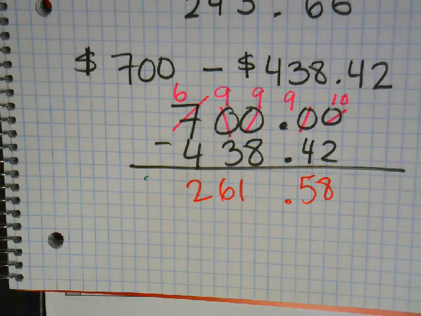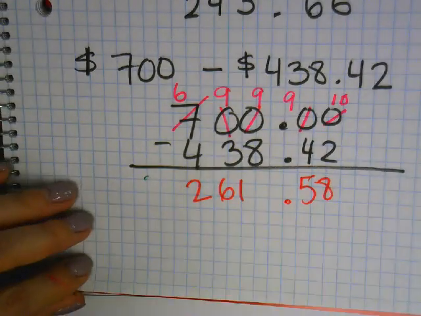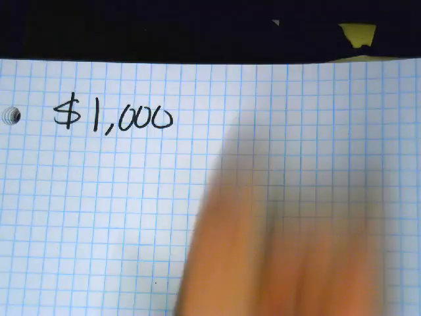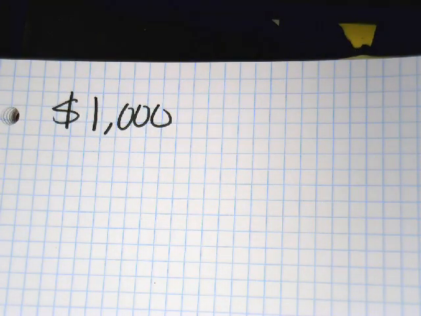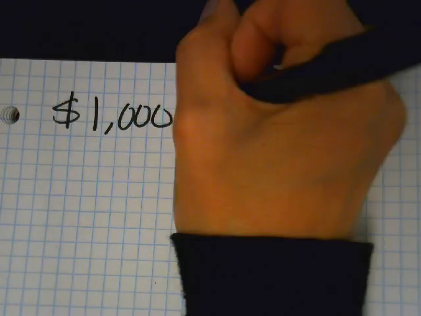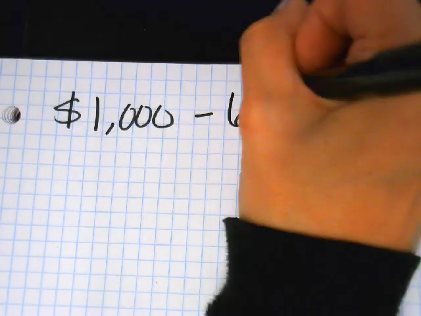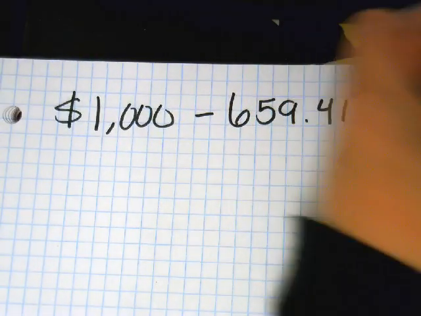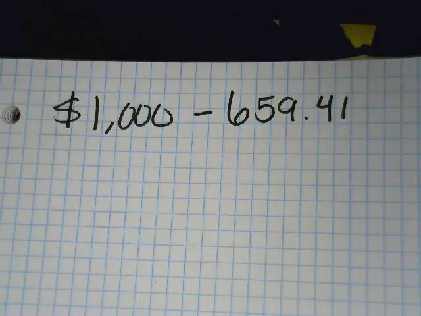Okay. Then I started shopping for my favorite class. Miss, how'd you get $700? Wait, Miss, how are you so rich? I'm not. Very true. So my favorite class, I took $1,000 to spend. And I spent $659.41.